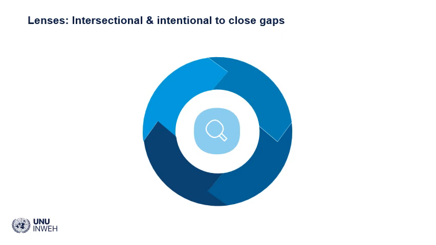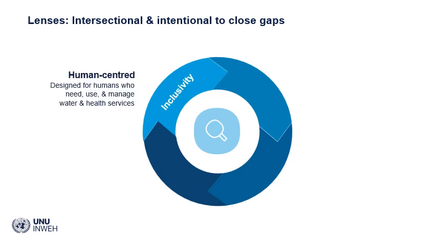What we learned from water and sanitation safety planning, the BEST framework for neglected tropical diseases, and WASH in healthcare facilities programming is that all actions should be comprehensively planned through human-centered approaches, in the sense that they should be designed for humans who need, use, and manage water and health services, for greater inclusivity.